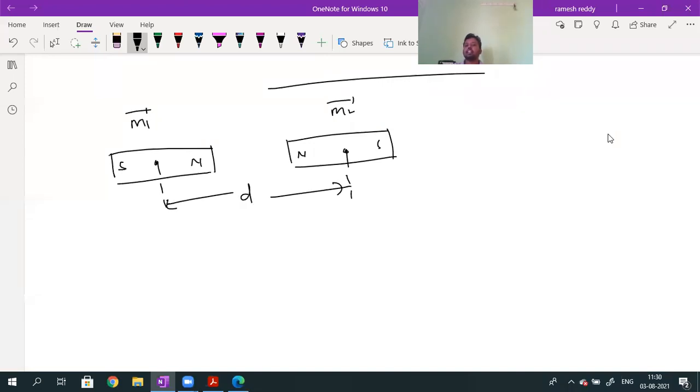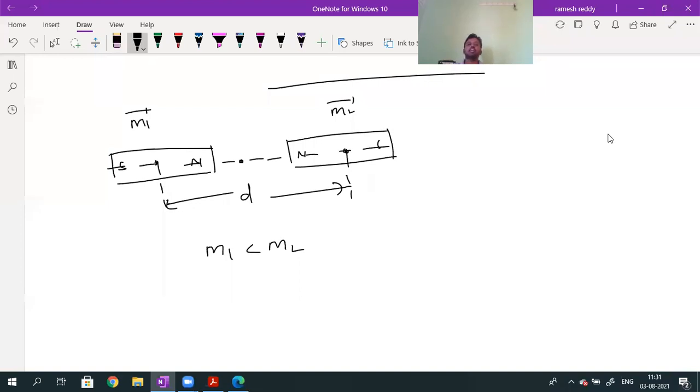And here I will also write the condition m1 bar is less than m2 bar. That is, the first bar magnet is weaker, having a magnetic moment weaker compared with the second bar magnet. And how do I place them? I place them with like poles side by side. Whenever like poles are side by side and I want to calculate the magnetic field induction, I will get the null point.